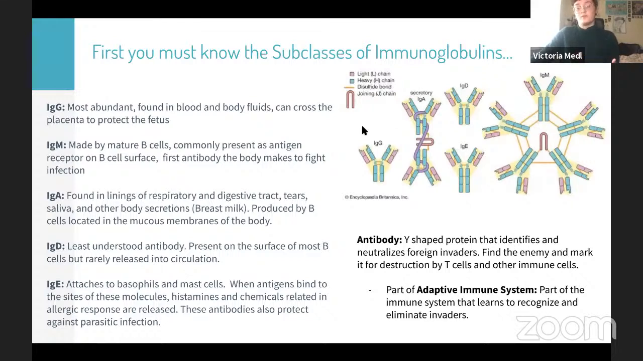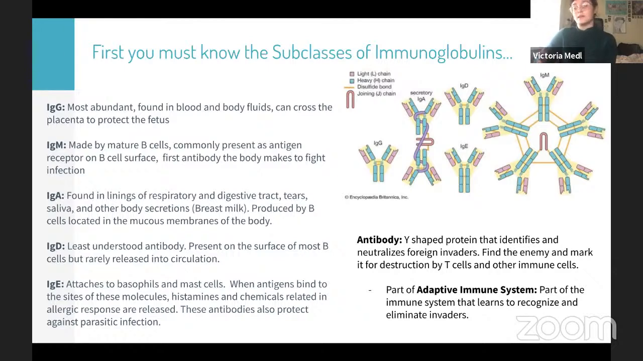So here are the 5 specific types of immunoglobulins. IgG is the most abundant. It's found in blood and body fluids, and it can cross the placenta to protect the fetus. So this is a major antibody that's important in the development of the immune system of a baby. IgM is made by mature B cells. It's the first antibody the body makes to fight infection.